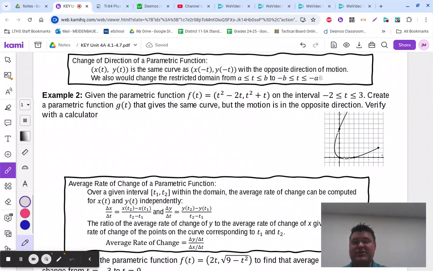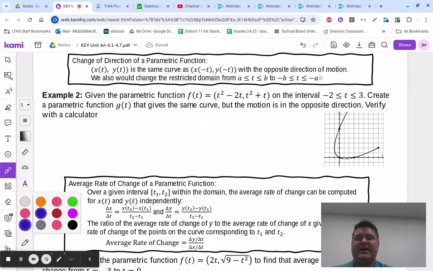That's good to go. So for change of direction here, all you're going to do is negate your t values, and then you have to change your bounds. So two things you have to do here. If I am given the parametric equation of f of t, it is graphed right here, going in this direction, on the interval from negative 2 to 3. We're going to verify that g of t gives the same curve, but the motion in the opposite direction.